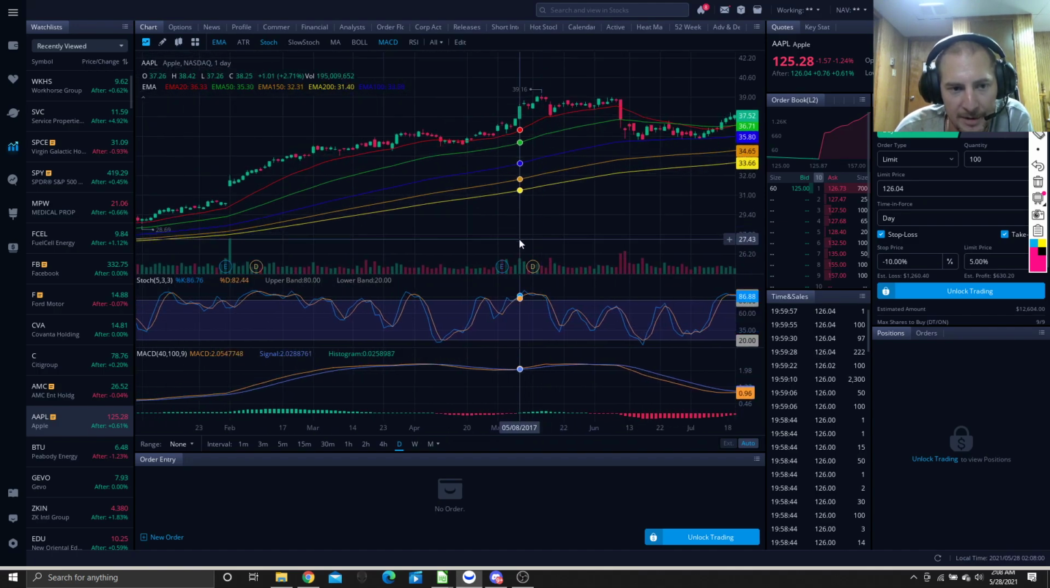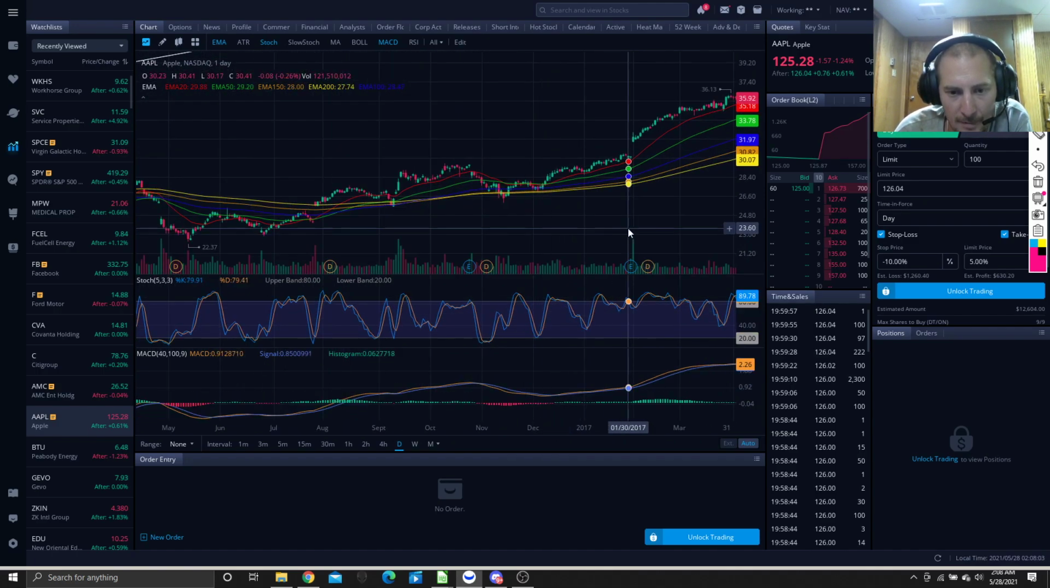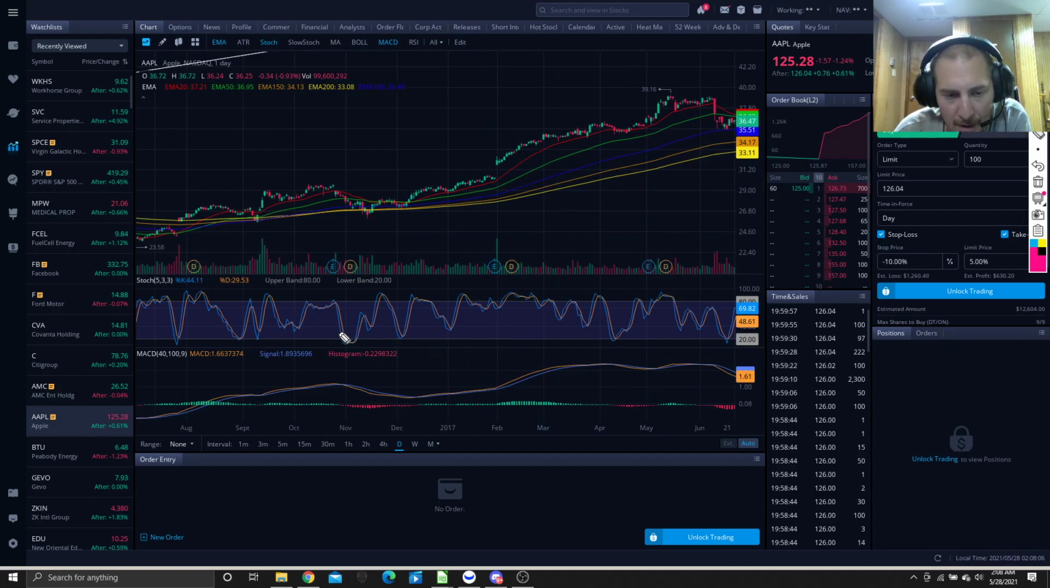Okay, so let's talk about these indicators for just a second. So the stochastic here is an overbought and oversold momentum indicator, but you can also use it to find trends. As you can see, it's trending up here. You can use it for divergences, which would be if your price is making a higher high, but your stochastic is making a lower high, that would be considered a divergence.